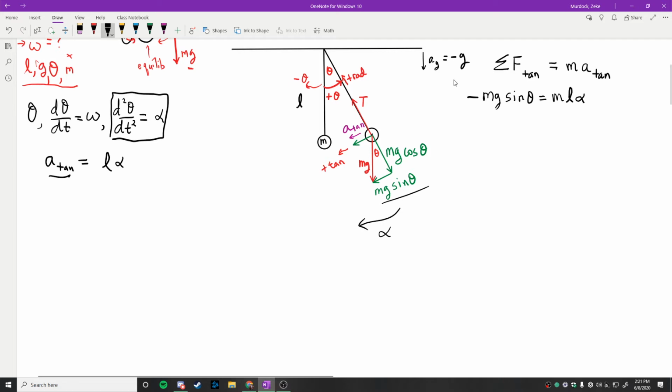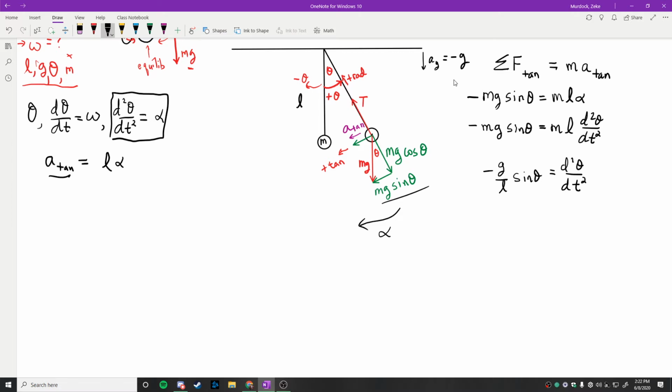Okay. Now let's keep writing here. So now we're going to have negative mg times the sine of theta, and what we'll do is we're just going to replace. Well, I could have canceled the masses, right? We'll do that in the next line. We're going to replace alpha here with d2 theta dt2. Second derivative, right? And let's do some more. We'll have negative g over L times the sine of theta is equal to the second derivative of theta with respect to t.